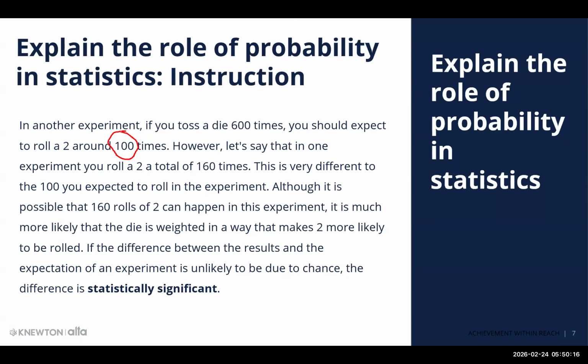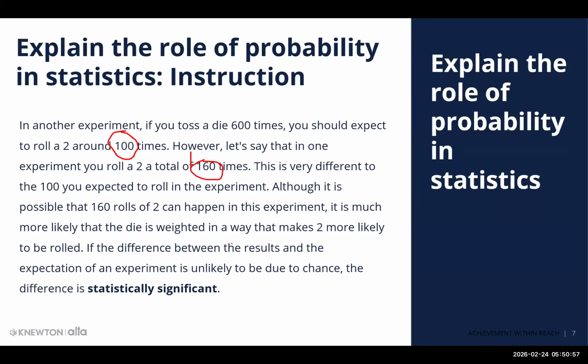That would be a little unusual, but not out of the question. Or if you go up to 115, if you roll 115 twos, you might not be that surprised. But if you roll it 160 times, now that seems unusual. So that's very different to the 100 you expect, although it is possible that 160 rolls of two can happen. It's much more likely that the die is weighted.